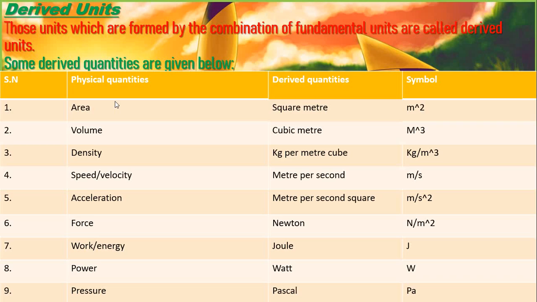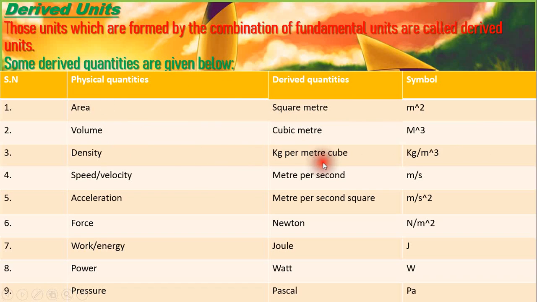The main thing to understand in both fundamental units and derived units is that all the units of fundamental quantities are fundamental units, and all the units of derived quantities are derived units. For example, area, volume, density, speed, velocity, acceleration, force, energy, work, power, pressure, these all are derived quantities, and the units of these derived quantities are also derived units.